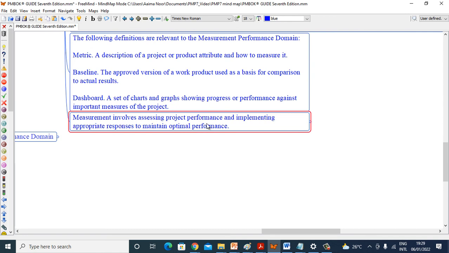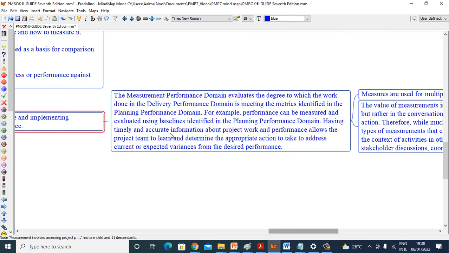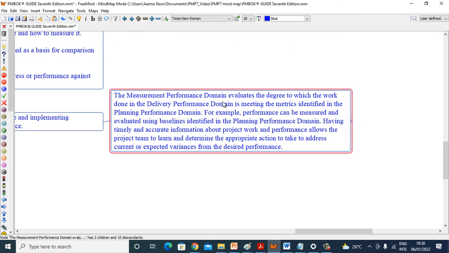Measurement involves assessing project performance and implementing appropriate responses to maintain optimal performance. The measurement performance domain evaluates the degree to which the work done in the delivery performance domain is meeting the metrics identified in the planning performance domain. For example, performance can be measured and evaluated using baselines identified in the planning performance domain. Having timely and accurate information about project work and performance allows the project team to learn and determine the appropriate action to take to address current or expected variances from the desired performance.